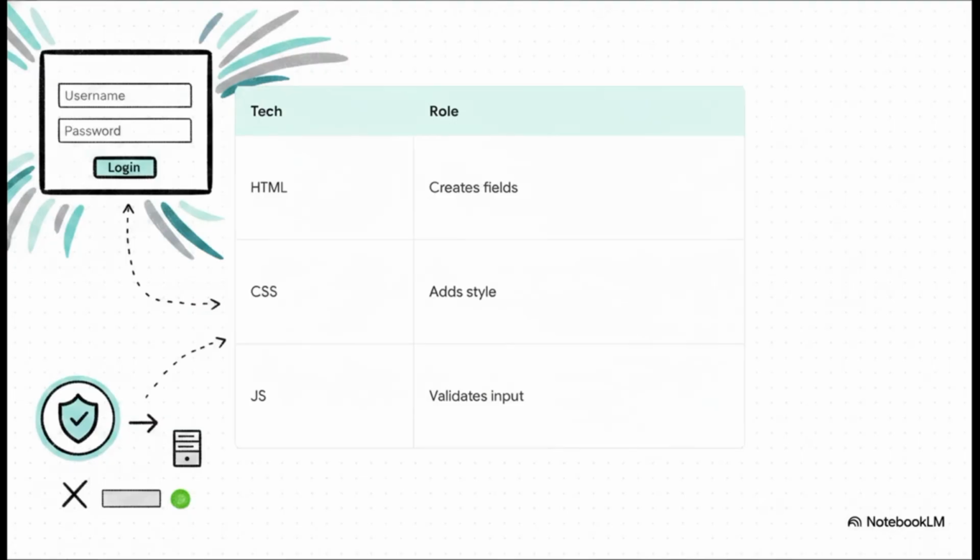Let's look at another real-world mini-narrative, a login page. You navigate to a site to sign in. The HTML has already provided the skeleton. It gave us the username field, the password field, and the login button. The CSS is making sure the page looks trustworthy, visually attractive, and fits perfectly on your mobile screen.